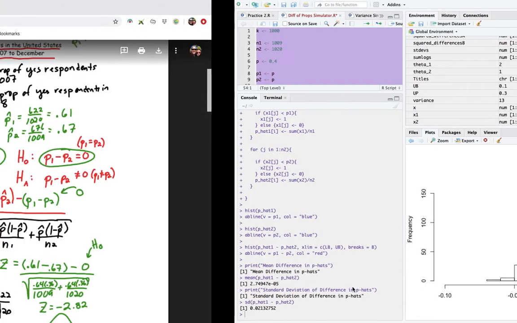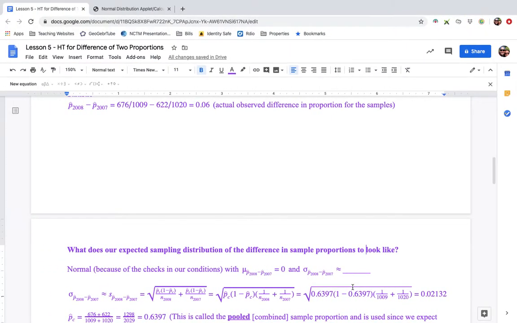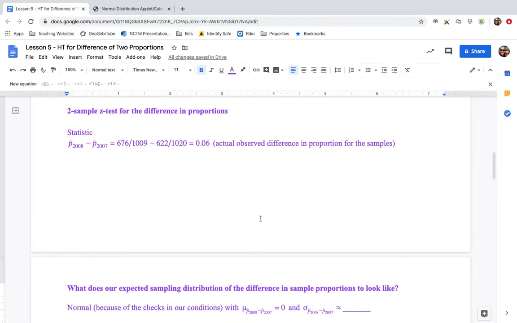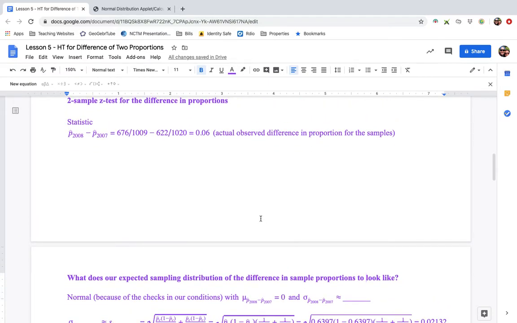Why? Because if we expect there to be no difference in the proportions, then when you take a sample from each year, you should expect to get about the same proportion of yes voters. So it makes sense that the average, or the mean, or the expected difference is 0. We already talked about why it's normal, because of your checks and the conditions. And then we have to find the standard deviation. So I'm going to refer you to your formula sheets.